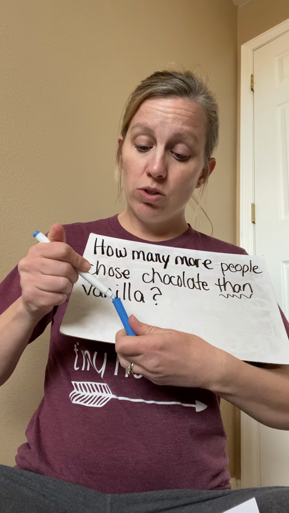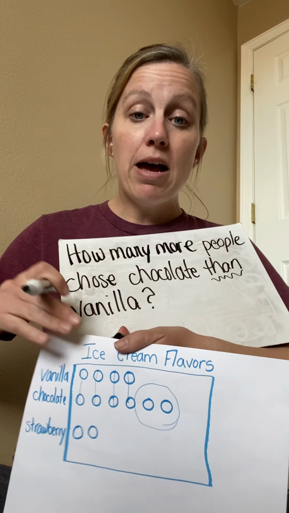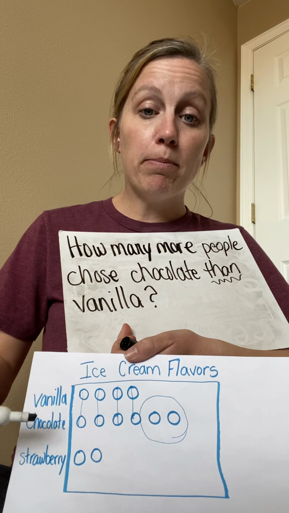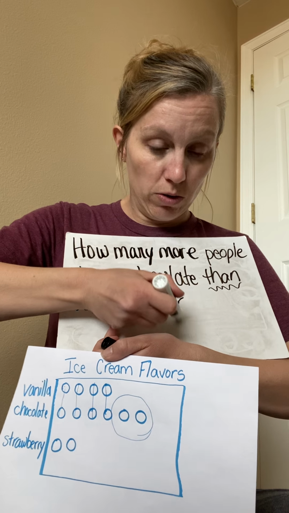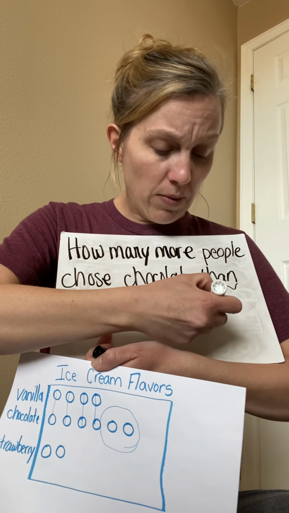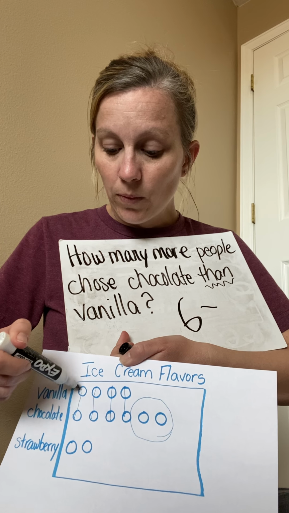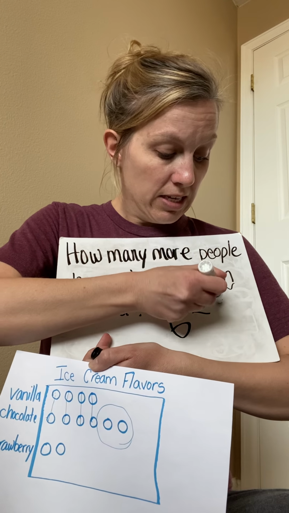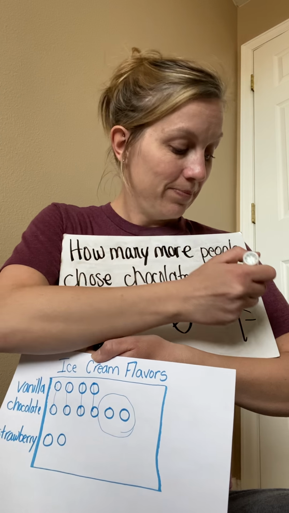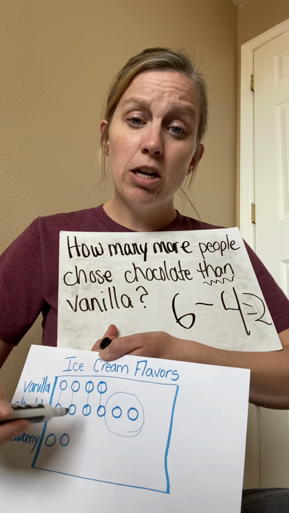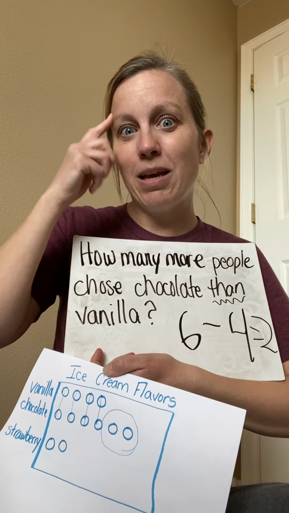Now, you may not choose to do it that way. You may choose to do it with your subtraction, which is fine. If I'm subtracting, I start with my bigger number, which is chocolate. I know 1, 2, 3, 4, 5, 6 people chose chocolate. And I would take away the vanilla. 1, 2, 3, 4. 6 take away 4 equals 2. We got the same answer, but with different strategies. So when you hear that word than, remember you might be comparing.